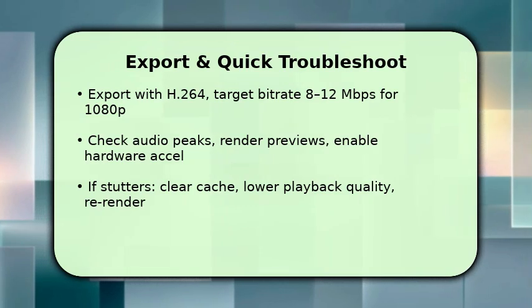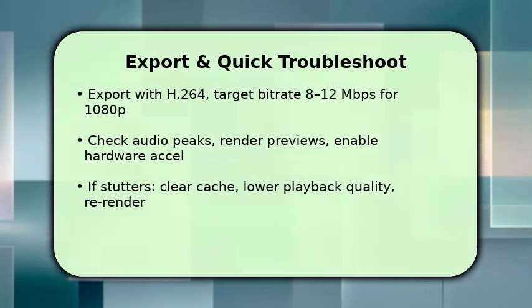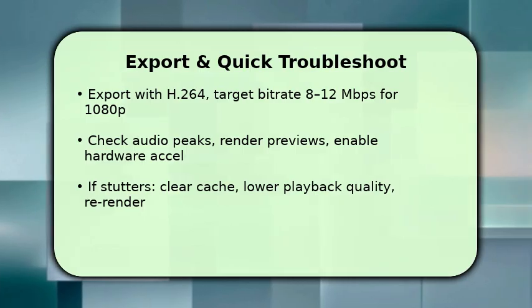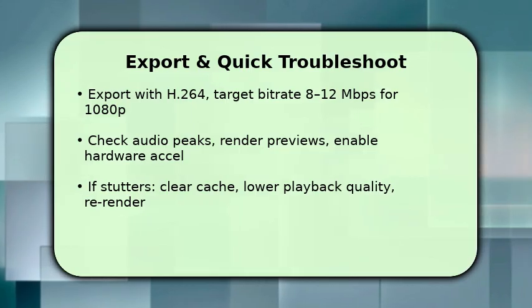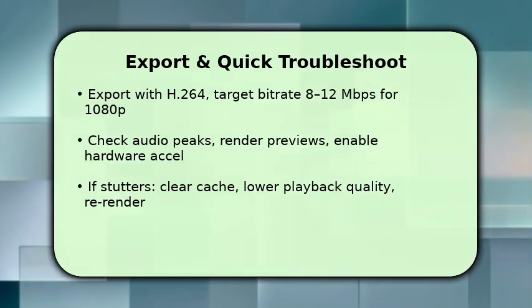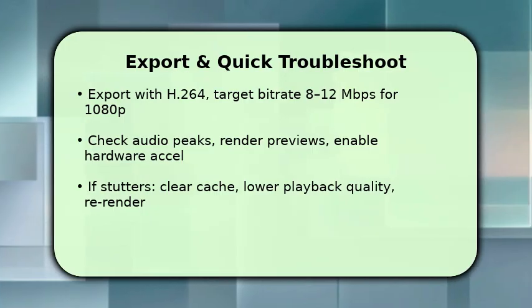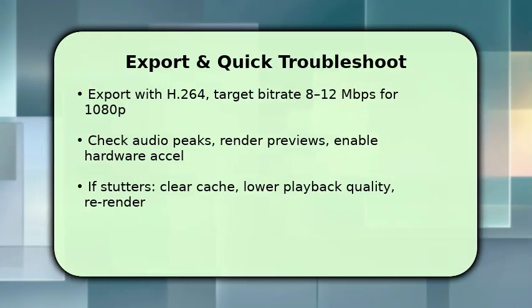Finish by rendering a preview, then export using H.264 with a target bitrate around 8 to 12 Mbps for 1080p. This balances quality and file size. Make sure audio peaks sit below 0 dB and enable hardware acceleration to speed exports.